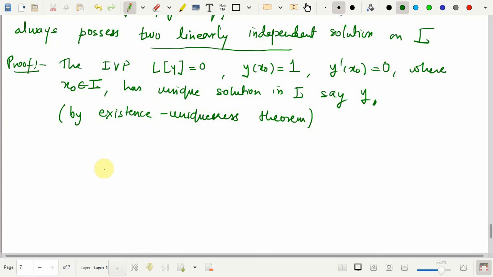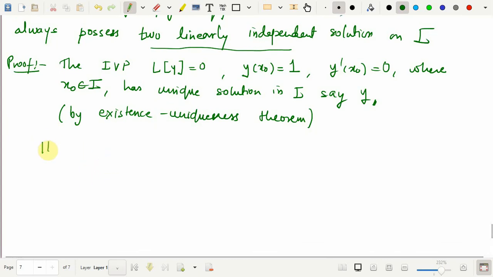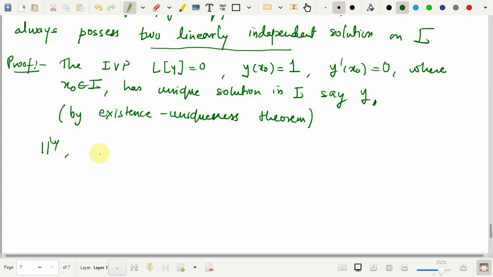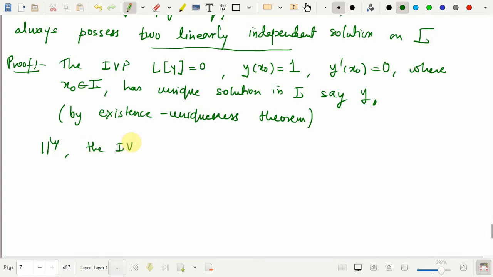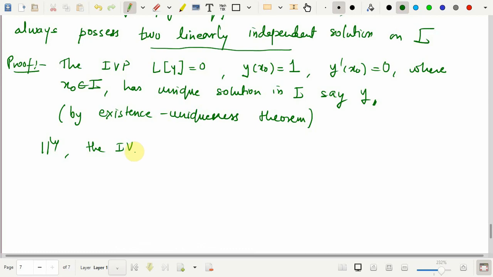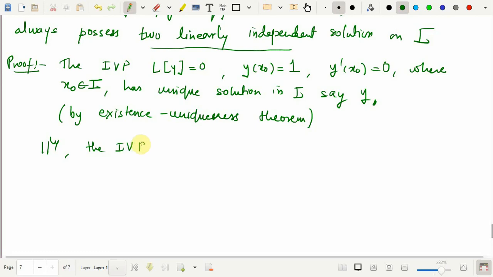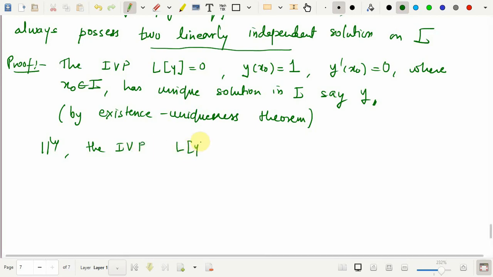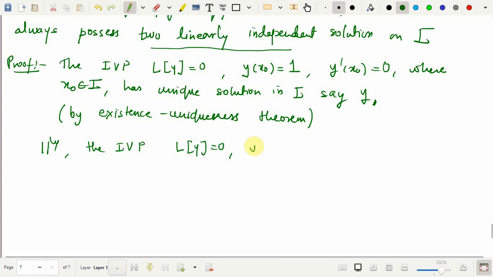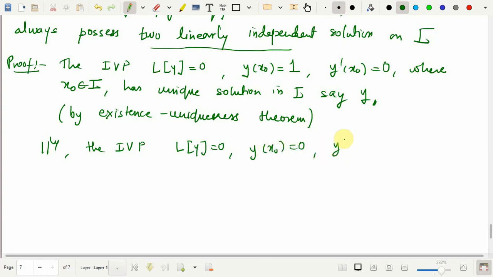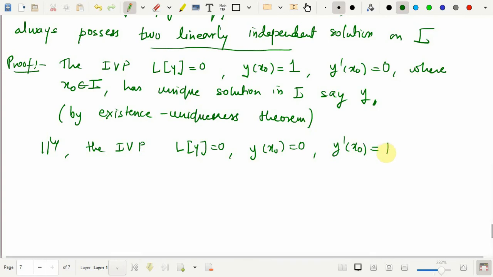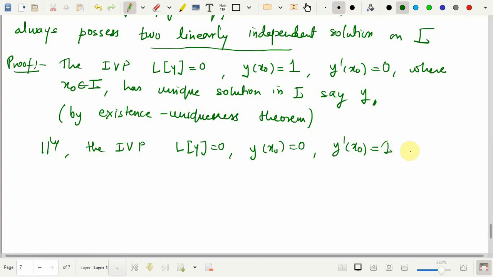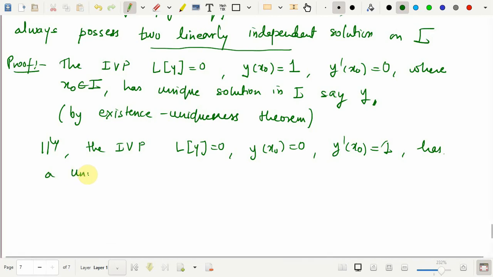So now again, similarly, the initial value problem: I'll just interchange the roles of the values of y of x naught and y prime of x naught. L of y is equal to 0, y of x naught is equal to 0, and y prime of x naught is equal to 1, has a unique solution.